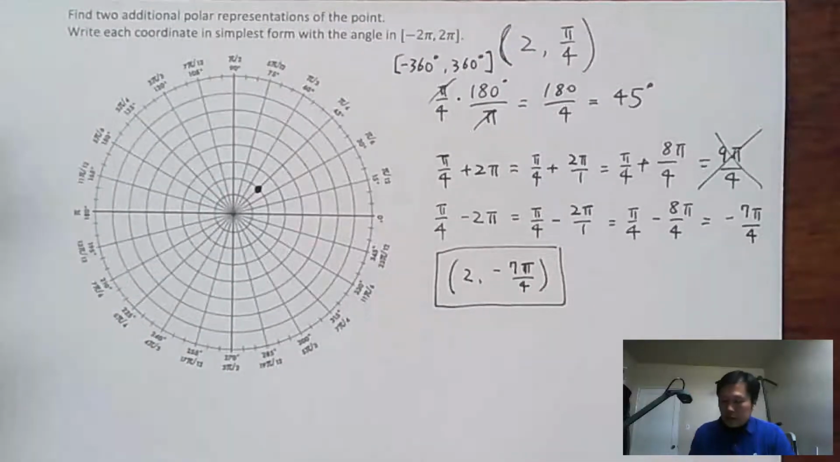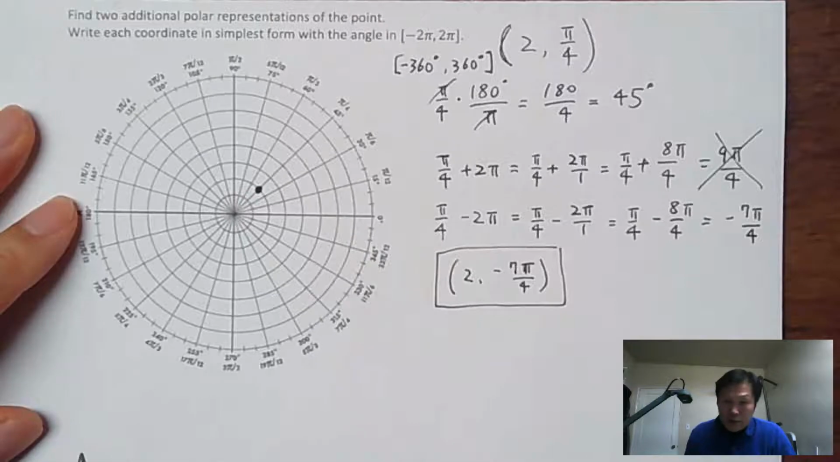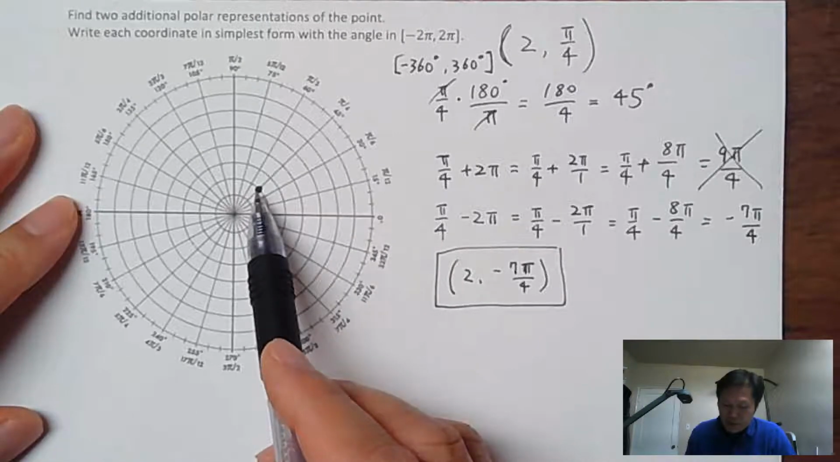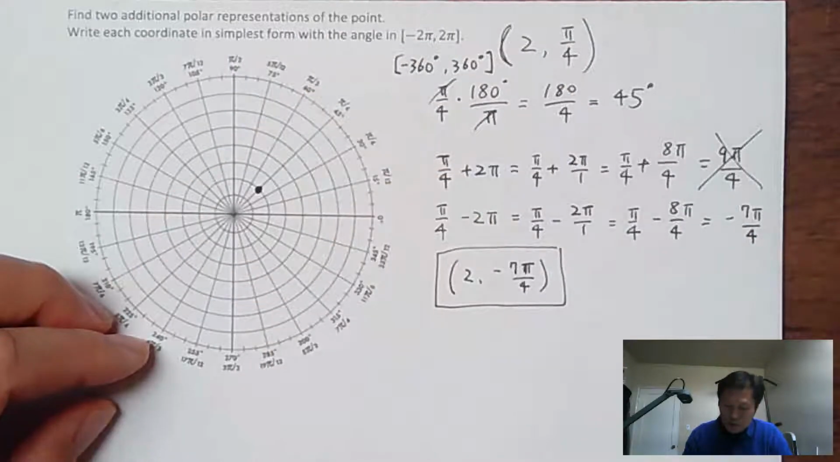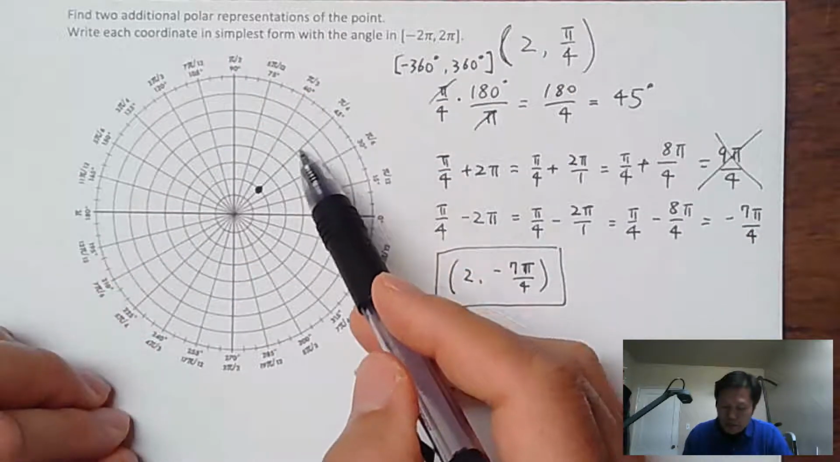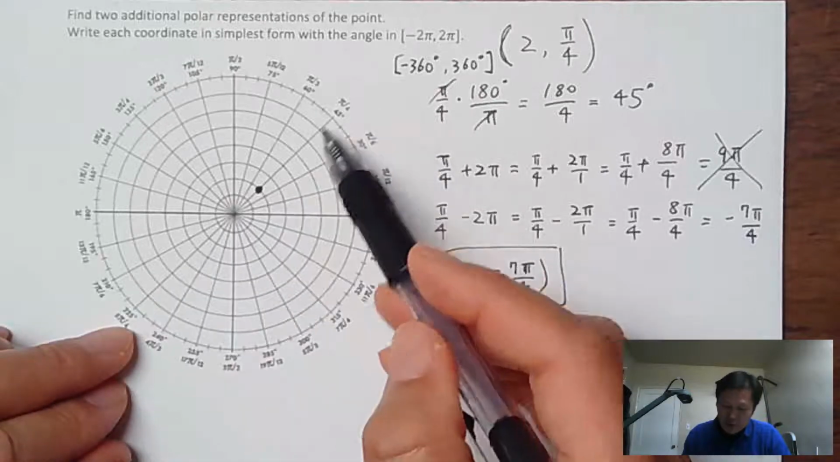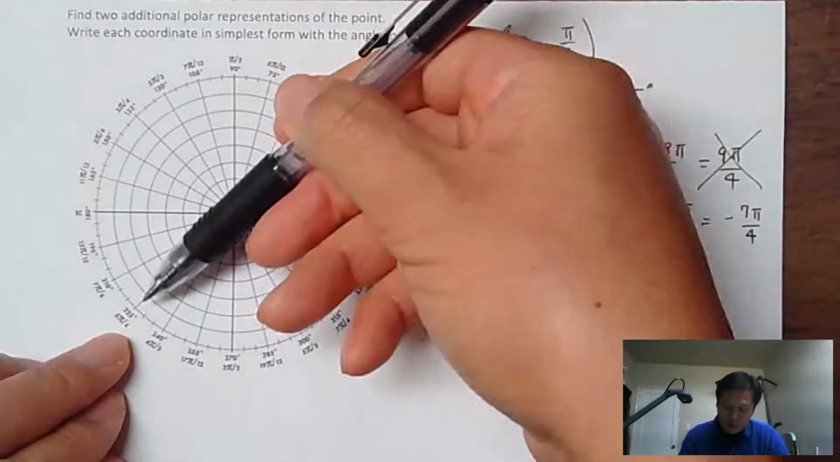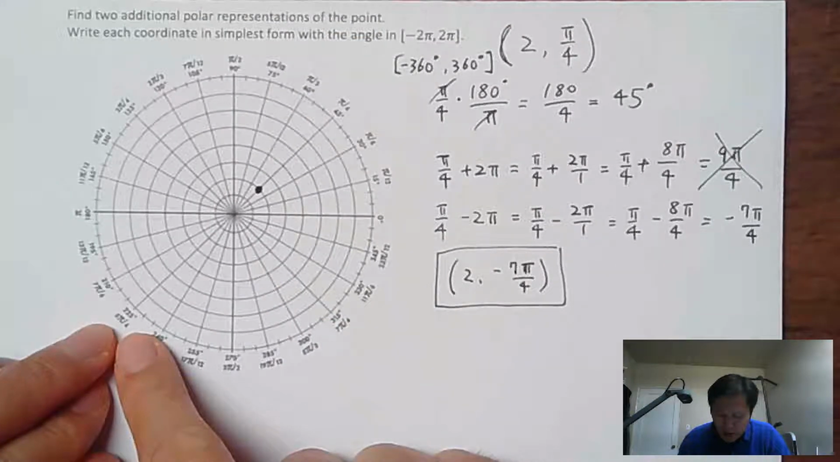Then they are asking you to go further. Another way to represent this point is you can point in the opposite direction of pi fourth. So opposite direction, since you have a drawing here, opposite direction will be pointing this way, which is 5 pi fourth.